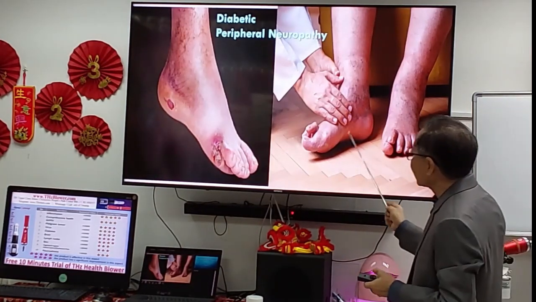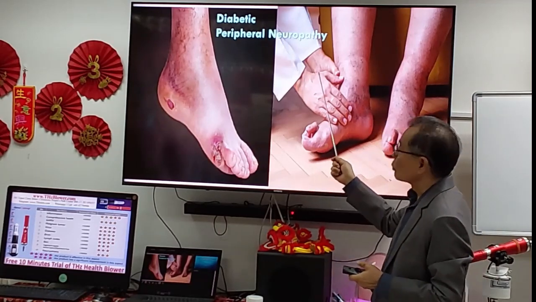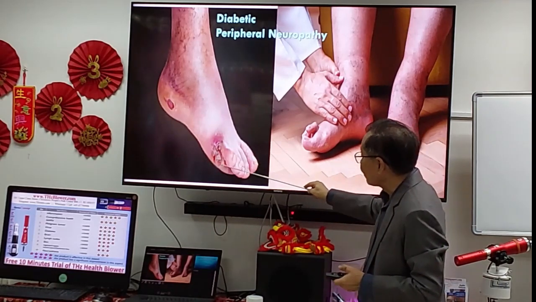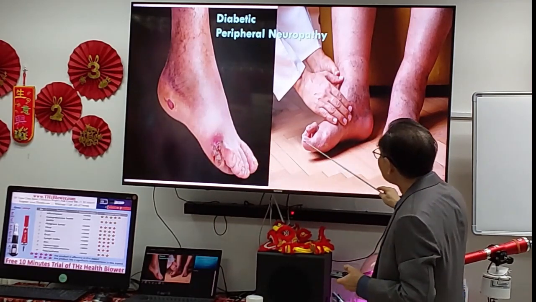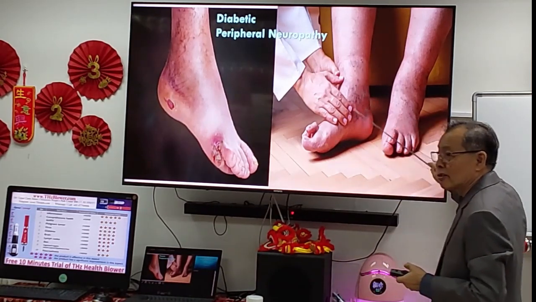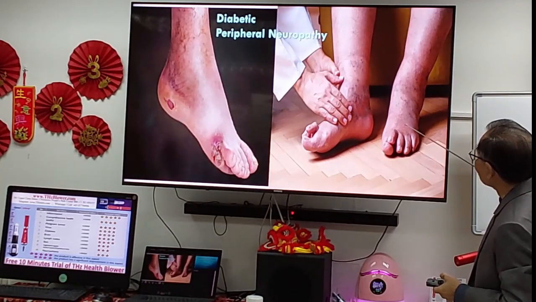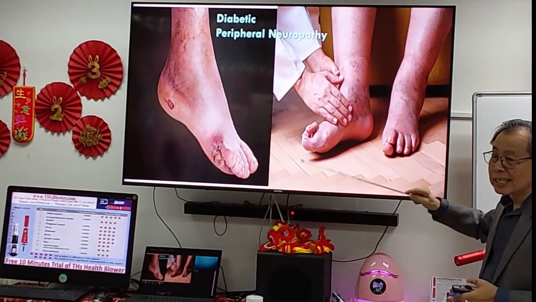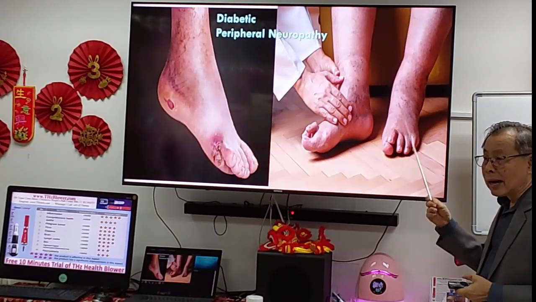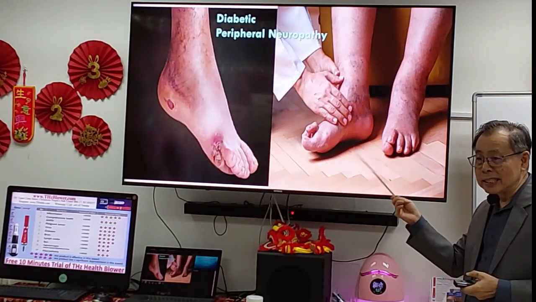The extremities, the legs, diabetic neuropathy, where the nerves have been destroyed. You have cells dying, all sorts of deformities, discoloration, broken blood vessels, and swelling. Yes, this is diabetic. Uncontrolled diabetes eventually leads to this, and eventually leads to amputation.